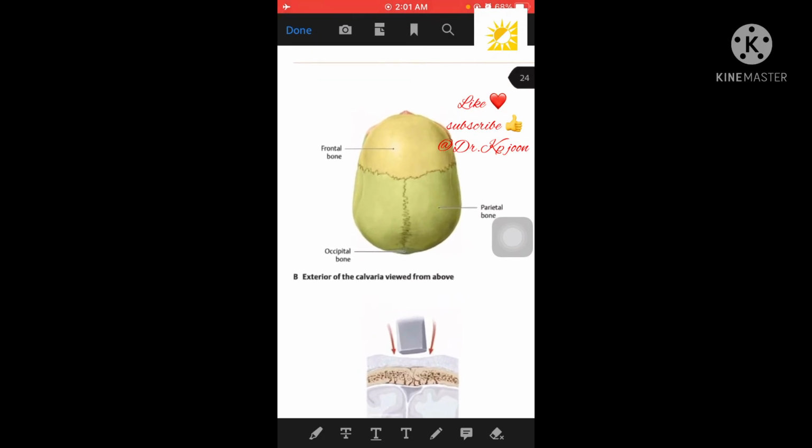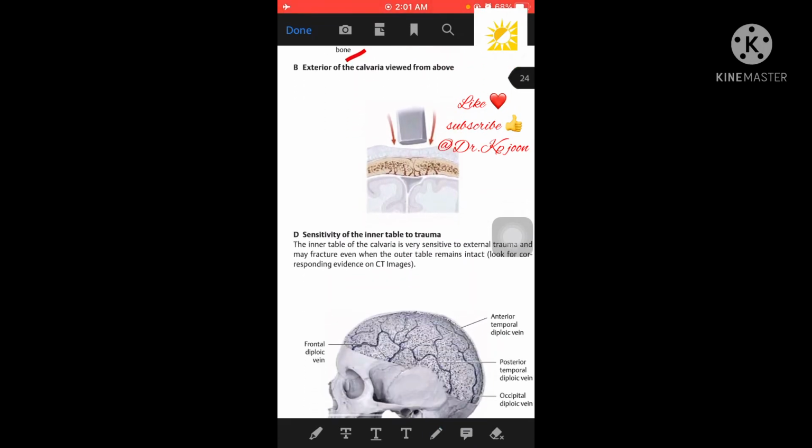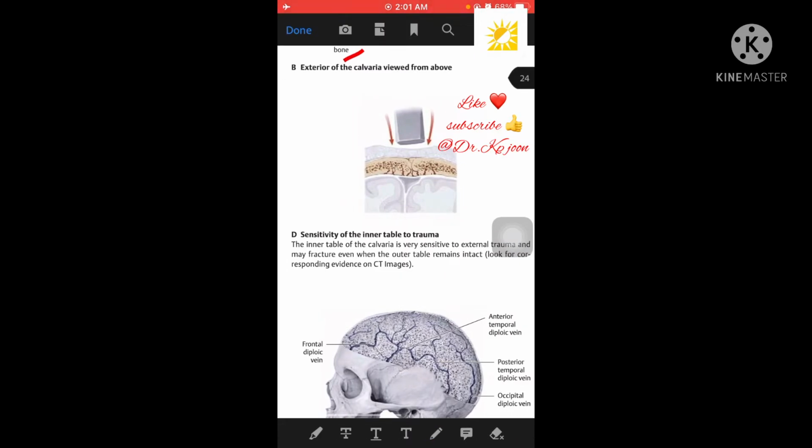See this diagram. You see the frontal bone, occipital bone, and parietal bone. It's a diagram of the exterior of the calvaria viewed from above. See this diagram, which shows the sensitivity of the inner table to trauma. The inner table of the calvaria is very sensitive to external trauma and may fracture even when the outer table remains intact. Look for corresponding evidence on CT images.